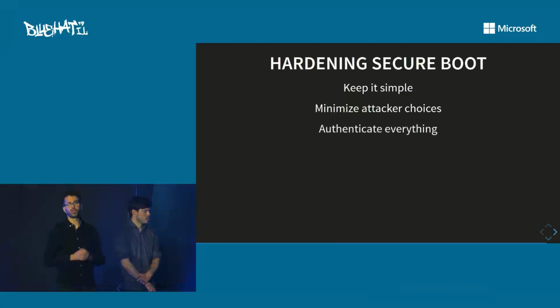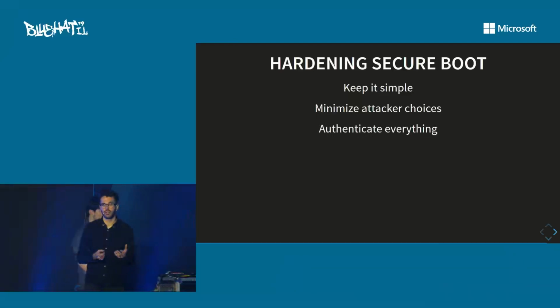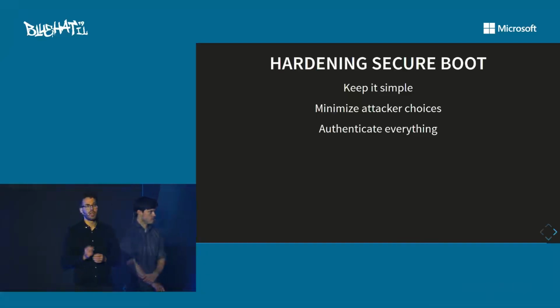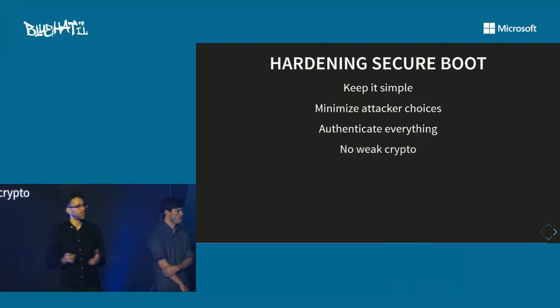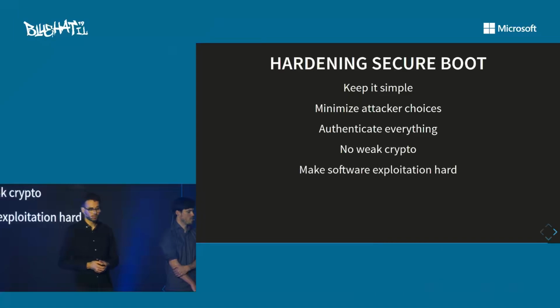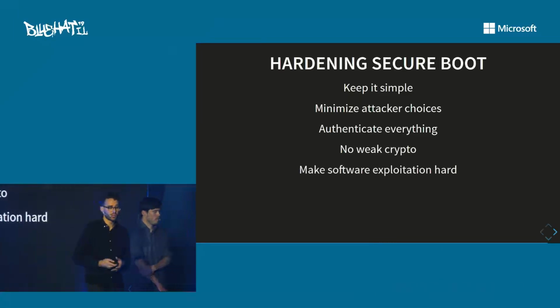Also already mentioned, you want to make sure that you authenticate everything. It does not only mean you want to authenticate the code that's being executed, but also the data that the secure boot implementation relies on. Otherwise you might trigger vulnerabilities which you could not trigger if it was properly authenticated. And please remember, you need to authenticate it before you use it and not after, otherwise it's kind of useless. Like we've seen, you don't want to use weak crypto. You want to make software exploitation hard.